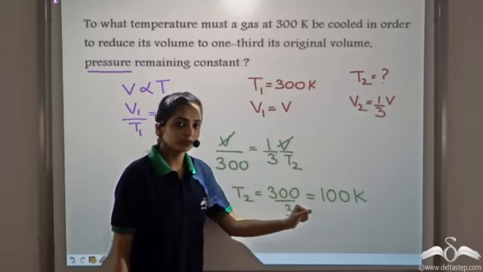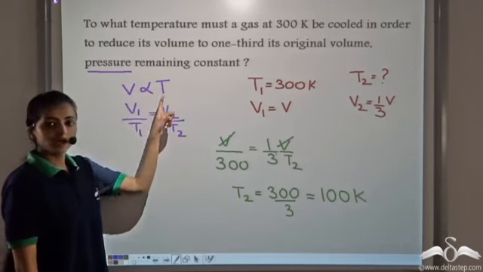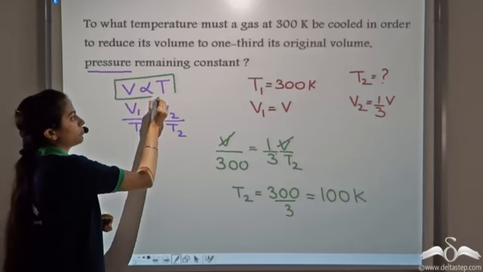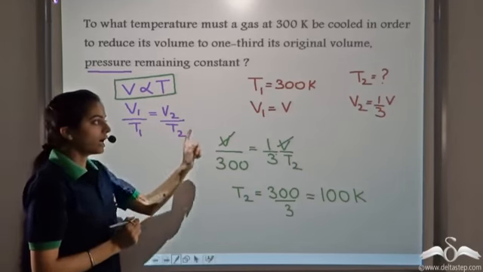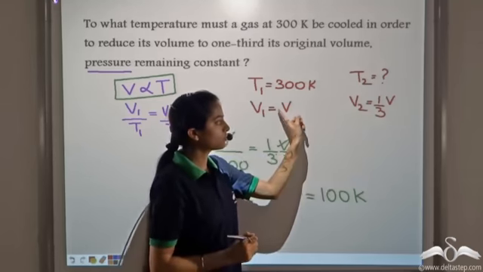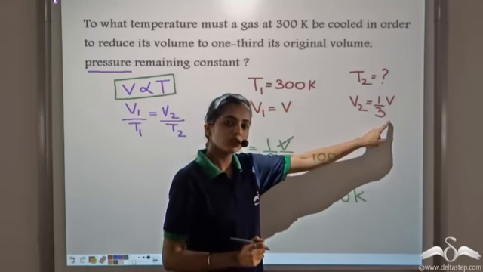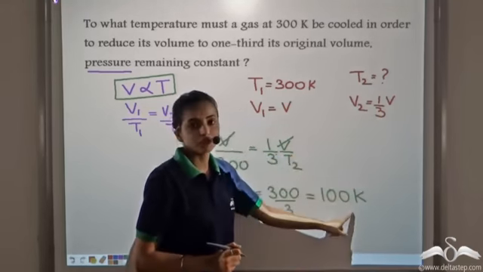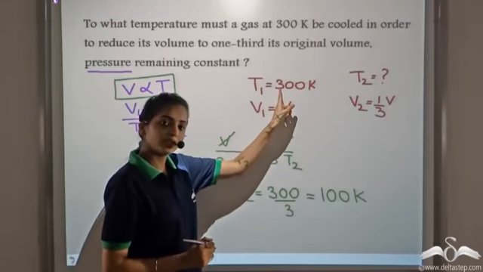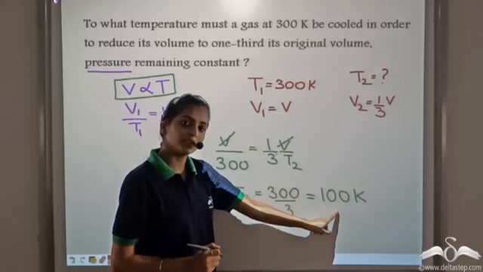What do you observe here? We know by Charles' law that the volume is directly proportional to temperature. So as the final volume is reduced from the initial volume, we see that the final temperature is also reduced. Since the initial temperature was 300 Kelvin, the final temperature is 100 Kelvin.